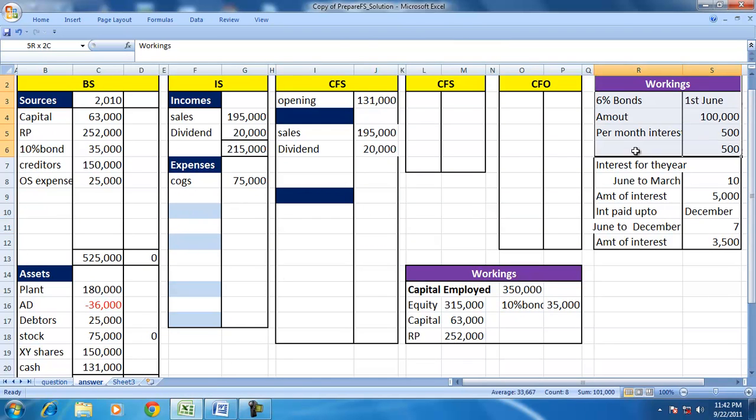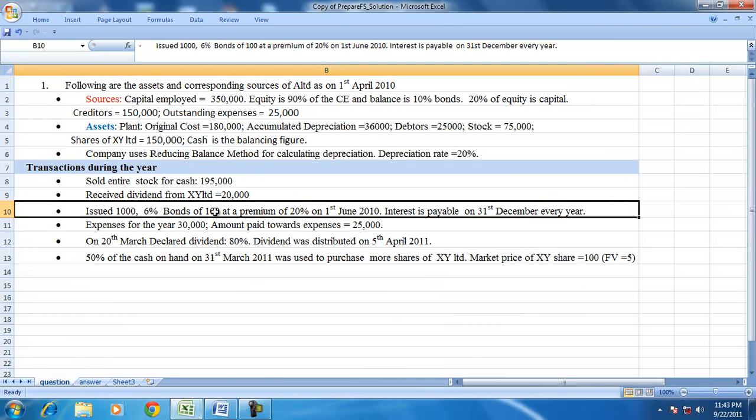The bonds here require special attention while calculating the interest, and interest is always calculated on the face value. This is called the coupon rate, and the coupon rate is calculated on the face value. But how much interest, how much bonds have you raised? It says 1,000 bonds of 100 at a premium of 20%.